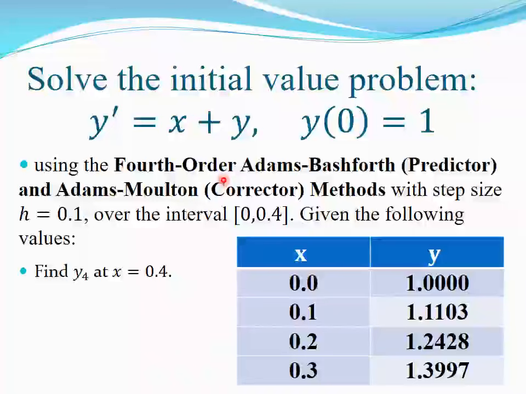Now you can see here the values of x and y are given. It means x0 is 0 and y0 is 1. x1 is 0.1 and y1 is the given value. x2 is given, then y2 is also given. The value of x3 is given, and the value of y3 is also given. Now we will find y4 at x equal to 0.4.